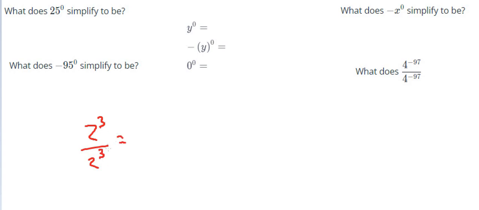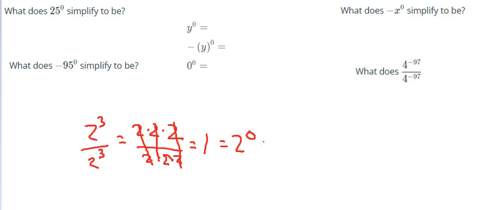But 2 to the third divided by 2 to the third would be 2 times 2 times 2 over 2 times 2 times 2. And all the 2's will cross out, which would give us the answer of 1. It's the same thing as subtracting the exponents. That 3 minus 3 is 0, so this is the same thing as 2 to the 0 power.